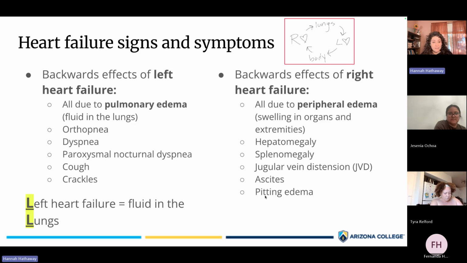So you could see some edema maybe, but the more concerning part is that you are not getting blood to the lungs. So you'll get chest pain and trouble breathing and things like that as well. But you don't necessarily have just fluid. Does that make sense?